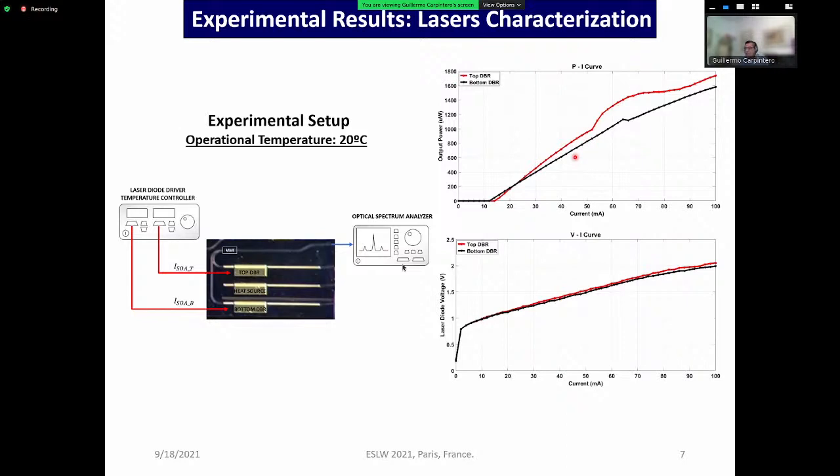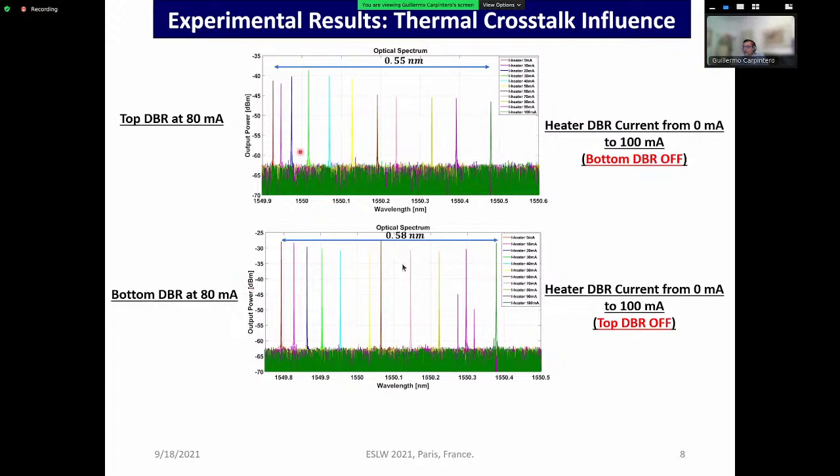So from this individual characterization, we selected a given bias point, and we selected 80 milliamps for these two lasers, and we measured what was the wavelength change when we started to heat up the chip through the middle DBR, this heat source. And this is what we got from both lasers, the top and the bottom. This is the one that is separated with this deep etch trench.